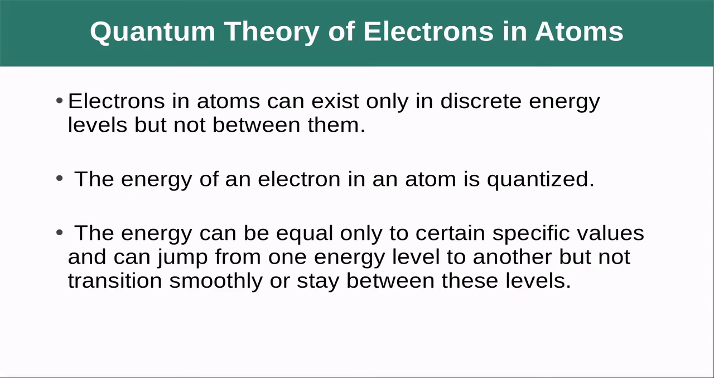So what are our takeaways here? Electrons in atoms can exist only in discrete energy levels, but not between them. The energy of an electron in an atom is quantized. So that's really a restatement of that first bullet there. The energy can be equal only to certain specific values and can jump from one energy to another, but not transition smoothly or stay between these levels.